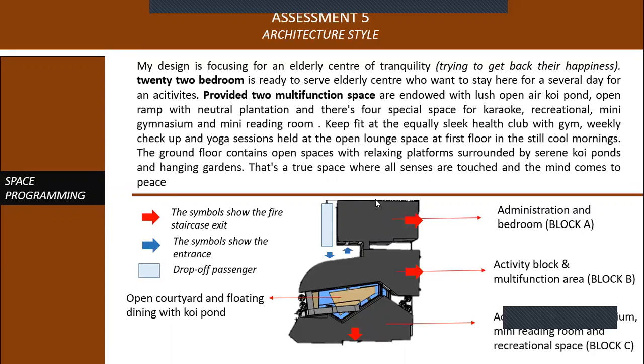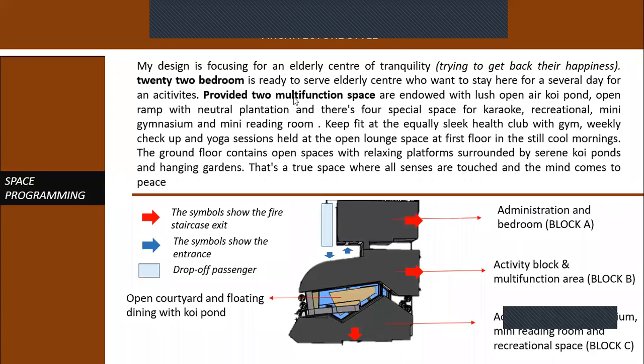As you can see here, this is the administration block, which is block A, and block B and block C I focus on as the activity block. In the middle of the activity block, I focus on the open courtyard and floating dining with koi pond. The red symbol is the fire staircase, the blue arrow is for the entrance, and the square is the drop off passenger. Later on, you can check my plan to understand the two multifunction spaces and the other spaces that I provide.